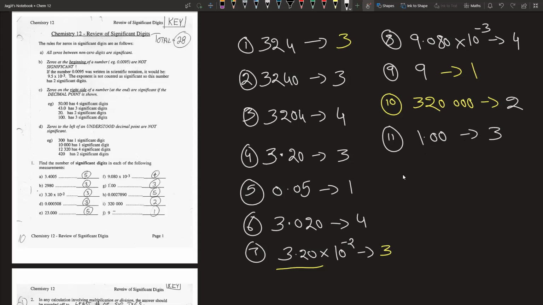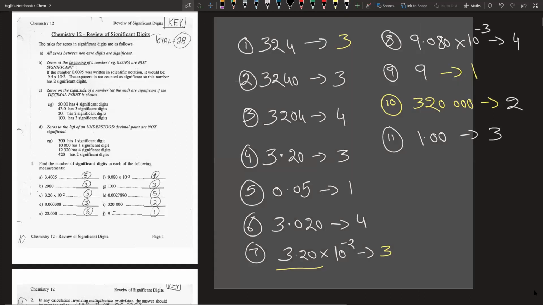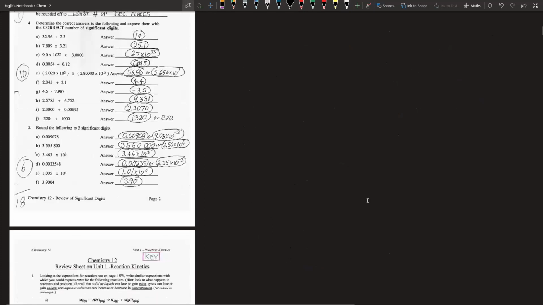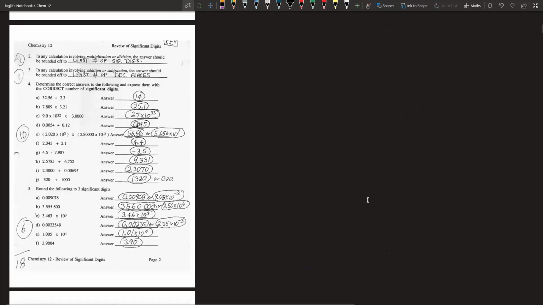Fairly straightforward, okay? So this is the basics of sig figs. Now, you need to know your sig fig rules for multiplication and division, and for addition and subtraction. Those rules are a bit different. So first we're going to talk about sig figs when it comes to multiplying and dividing. What's the rule?